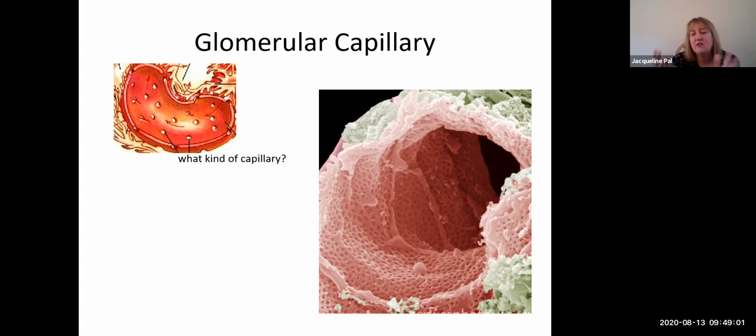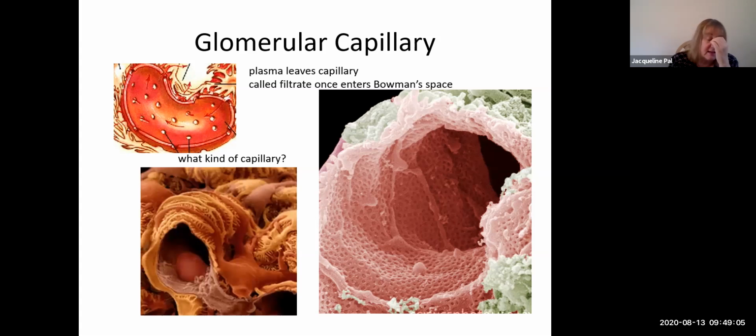If you have it narrowed down to a couple, but you're not quite sure, here is another scanning electron micrograph showing the beautiful podocytes on the outside, but it actually shows a red blood cell within the capillary, so you get an idea of sizes to help you figure out what type of capillary it is.